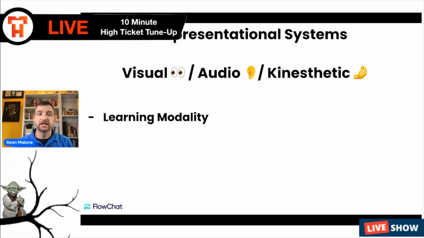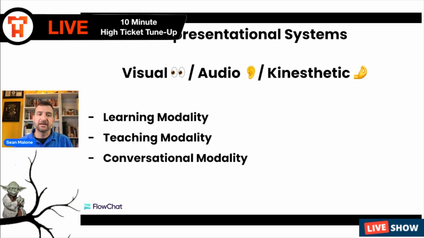So let's go through it. There are really three places where these happen. When you're learning something, you're going to learn in a different representational system than you teach, and you're going to teach in a different representational system than you converse. Depending on the context of where you are and what you're doing, think about this: if you're a sales pro having a conversation with a prospect, you're kind of teaching and kind of conversing, so your modality is going to be different than somebody that's learning information from you.